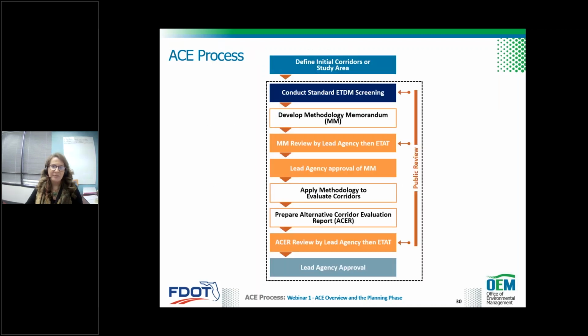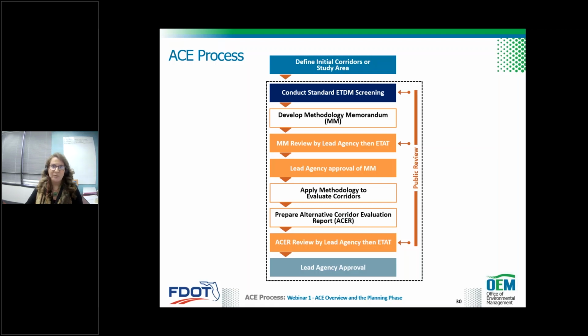So this graphic, I'm going to provide a brief overview of the different boxes, but Chris and the rest of the lesson will go into a little bit more detail on each step. So starting at the top, the ACE process begins with early identification of initial corridors or defining the study area. In the next step, shown in the dark blue box, the ETDM screening event is conducted.